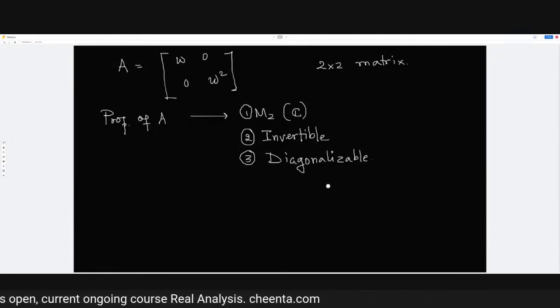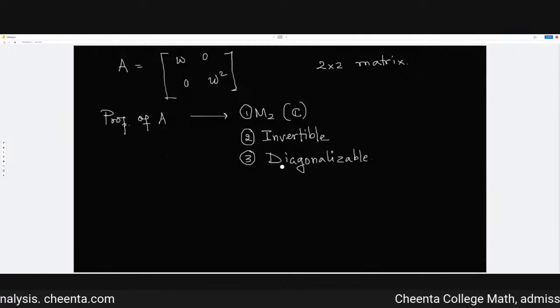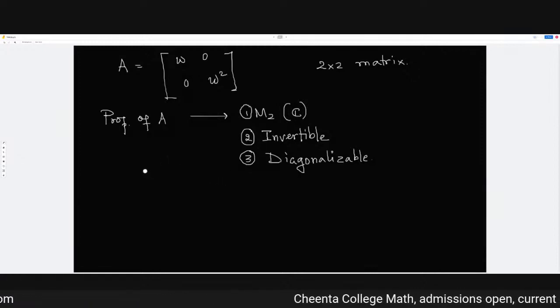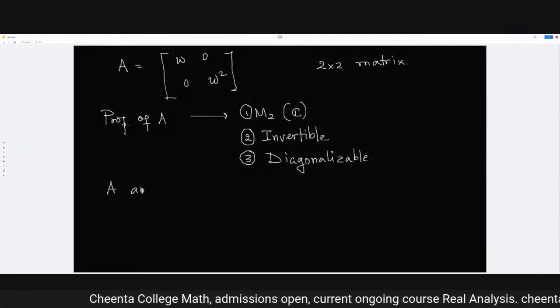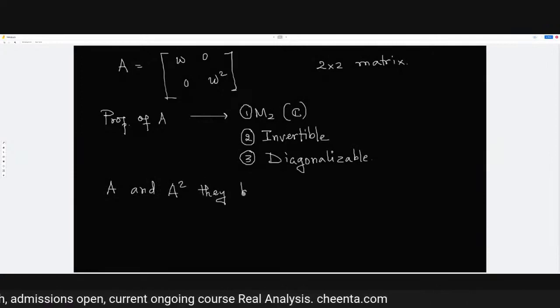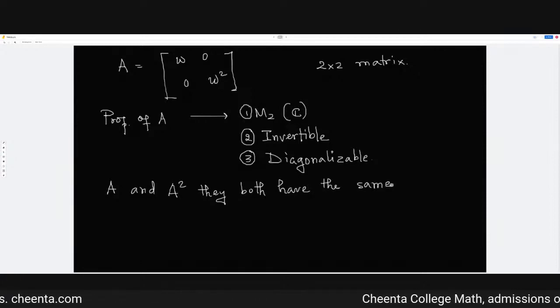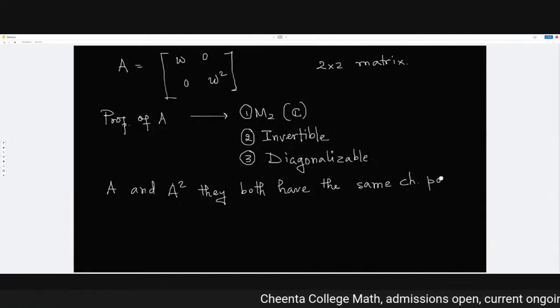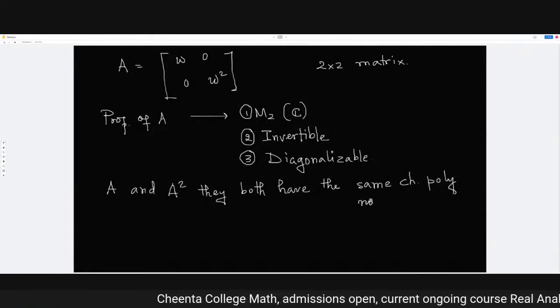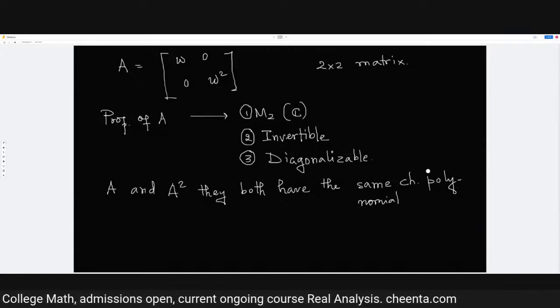Suppose, let's say, the most important property of A that is given in the hypothesis is that A and A square have the same characteristic polynomial. All right, so what does that mean?